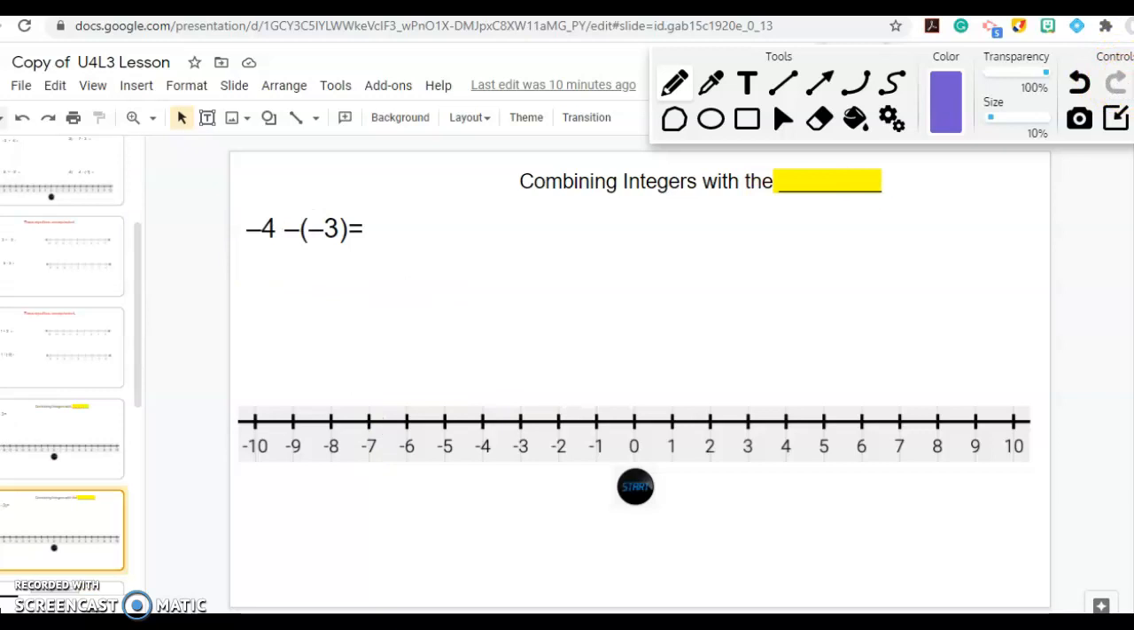Okay, let's try the next one. It looks like the same problem, but we have an extra minus sign here, or our opposite sign. So let's rewrite it. Negative 4.